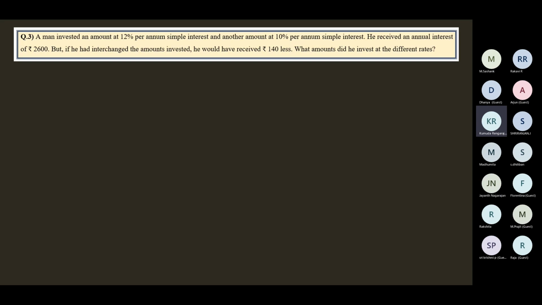So a man invested an amount at 12% per annum simple interest and another amount at 10% per annum simple interest. So two different amounts of money. Say he invests rupees X at 12% simple interest and rupees Y at 10% simple interest. He received an annual interest of 2,600, that is annual interest, meaning for 1 year, from both the investments.